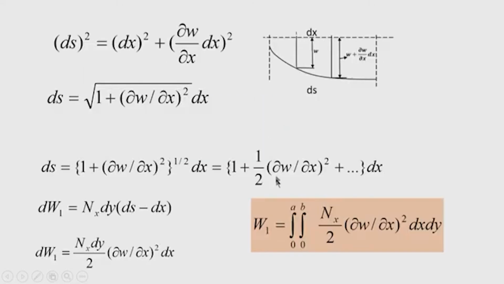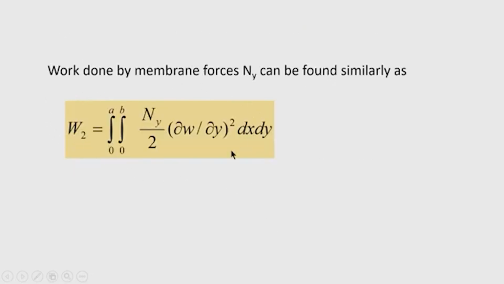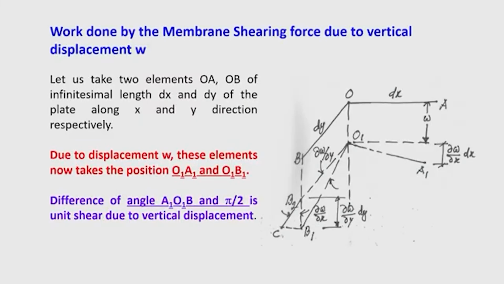So far we have obtained the work done due to membrane forces W 1 and the work done due to membrane forces W 2. Now, we want to calculate the work done due to the membrane shear force N x y. Then we can add these three quantities of work done, and find the total potential completely. So, work done by the membrane shearing force due to vertical displacement W. Let us see how the shearing deformation takes place in a deflected plate, and how this deformation can be taken to consider the work done by the membrane forces.